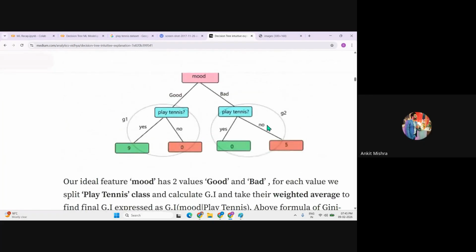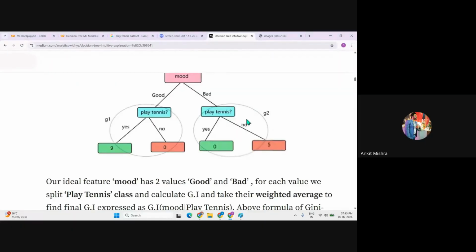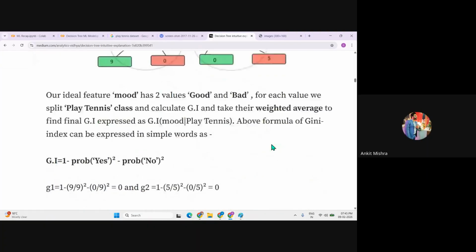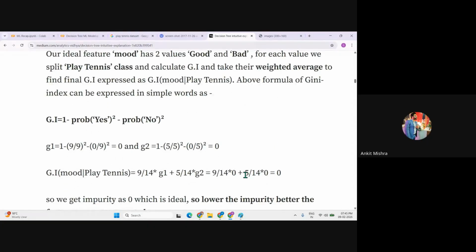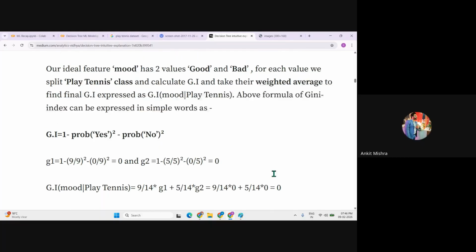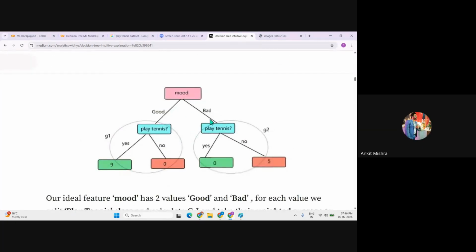Okay. In the same way, you have to calculate the Gini index for G2 as well. In this G2, we are only able to classify the 5 data set out of 14 data set. So it will become 5 by 14 and then multiplied by their Gini impurity, or the Gini index. So it's 5 by 14 multiplied by G2. Since you know that G1 and G2 both are 0, it's 9 by 14 multiplied by 0 and 5 by 14 multiplied by 0. It's 0 plus 0 equals 0. And that makes this mood the best classifier.